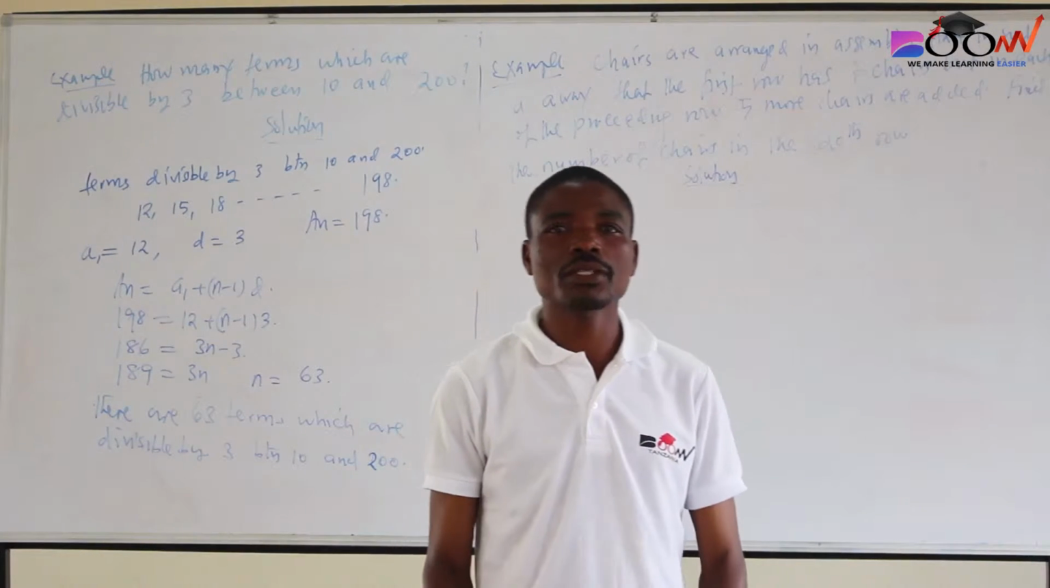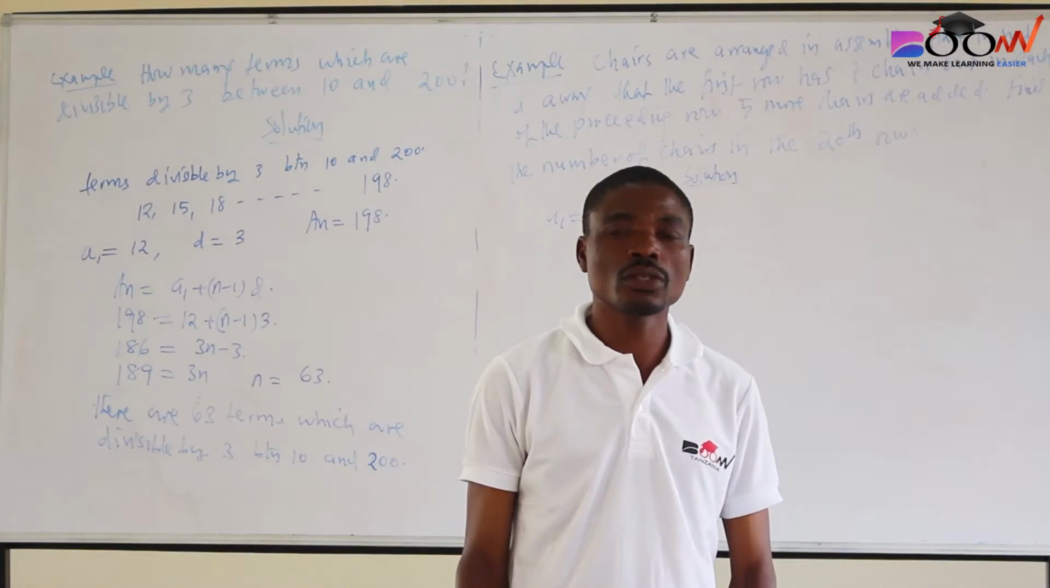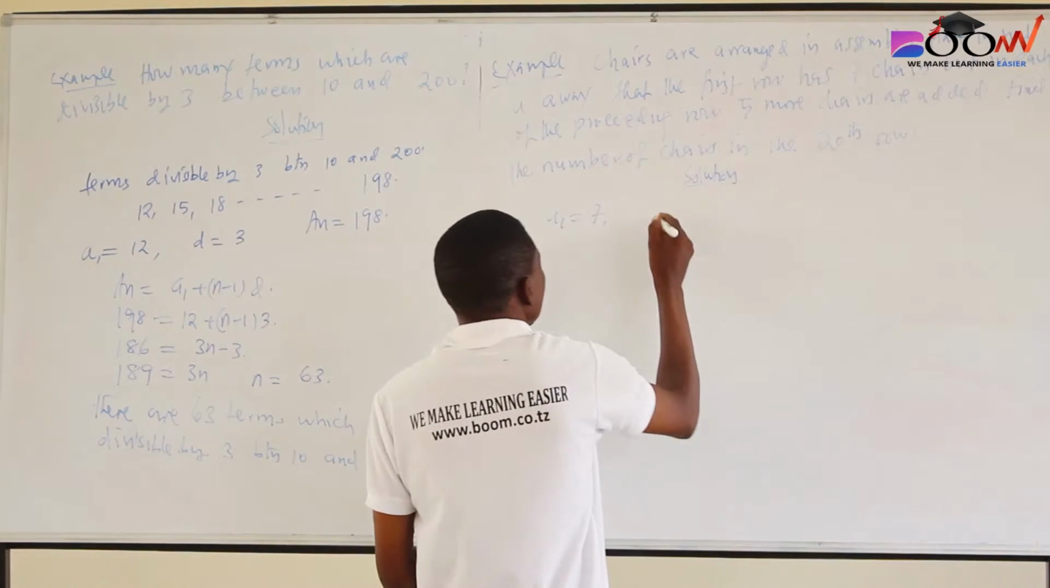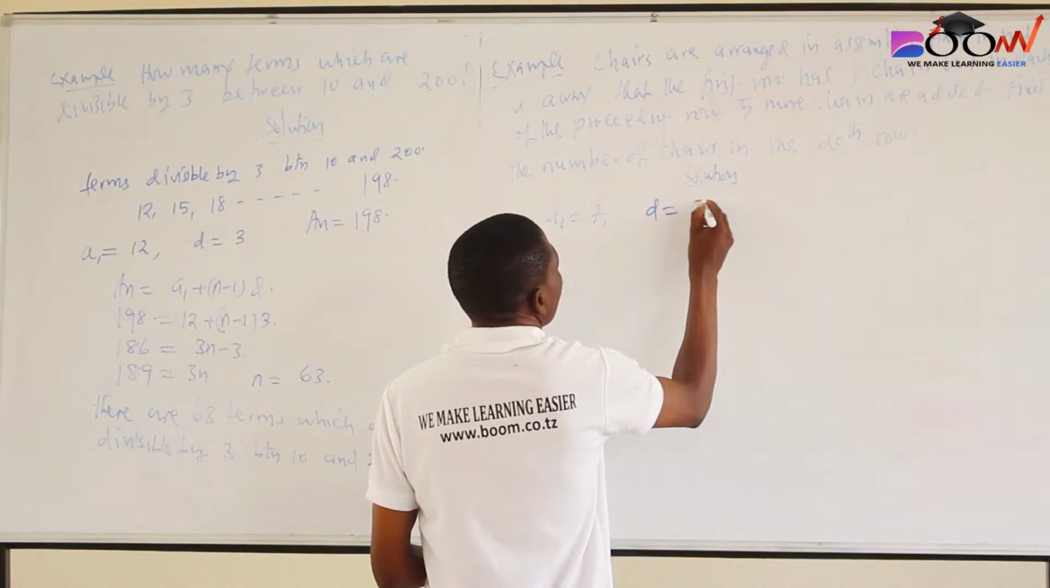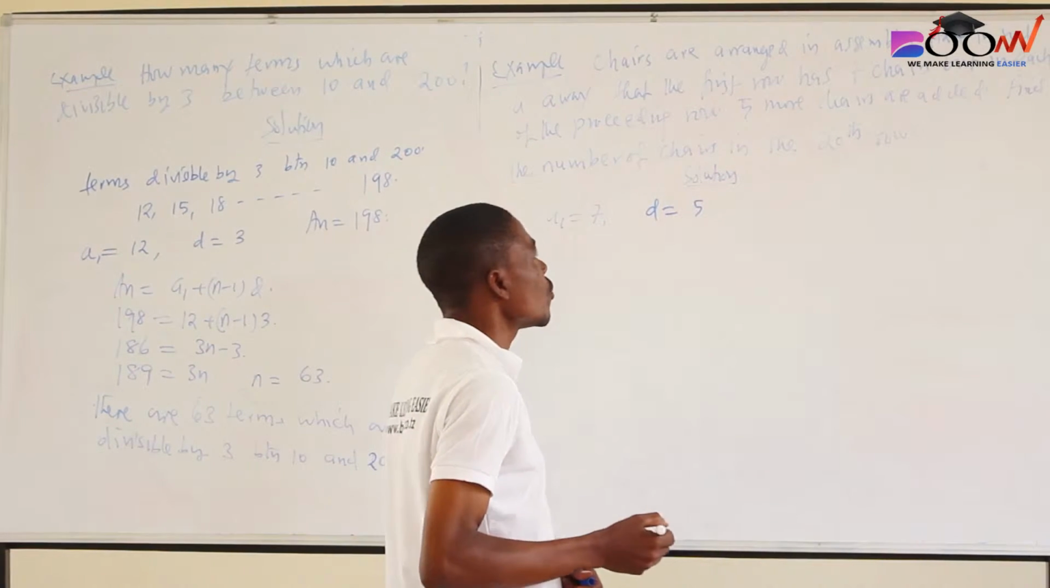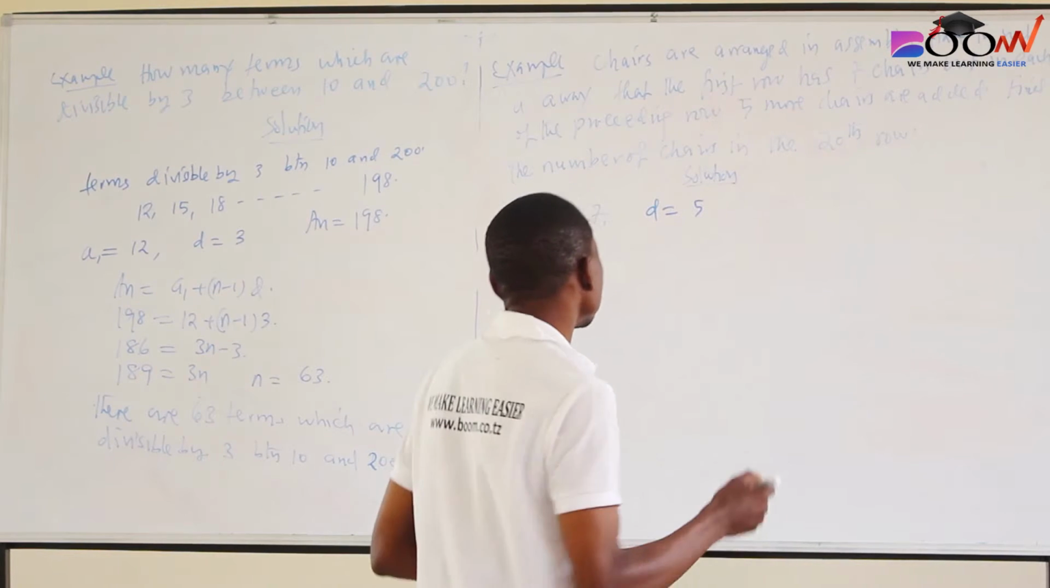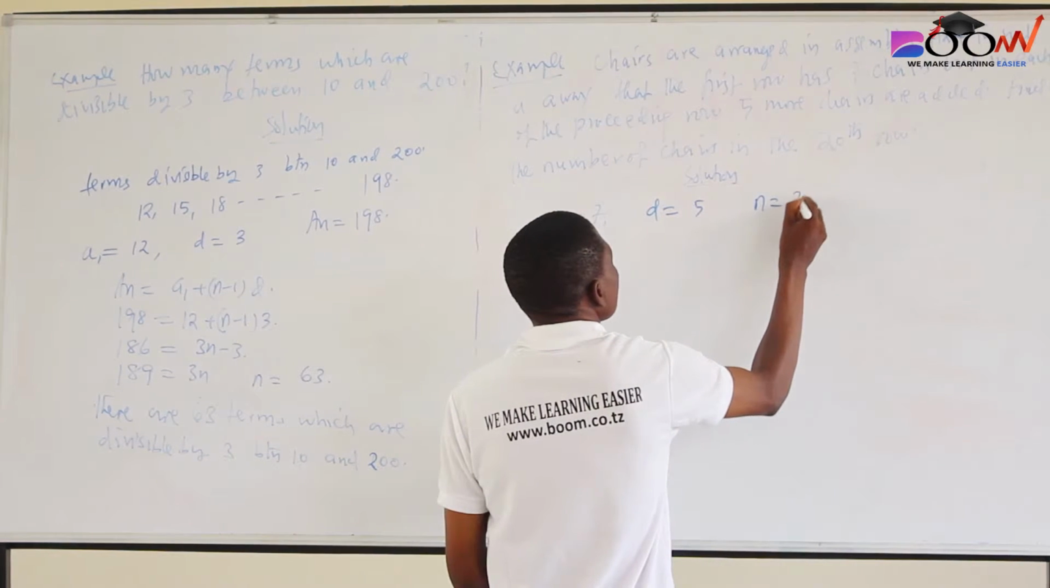But how many chairs are added in each row? The number of chairs which are added, that is the common difference. Our D is 5. And you want to find the number of chairs in the 20th row, that is our N. Our N is 20.